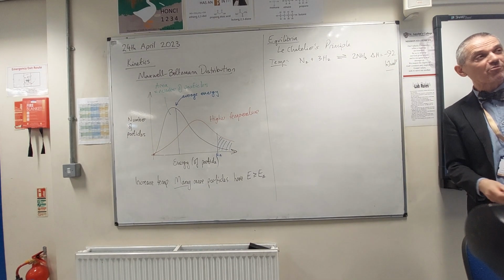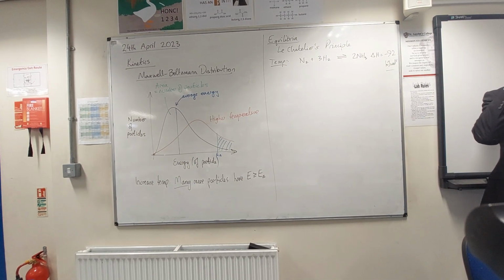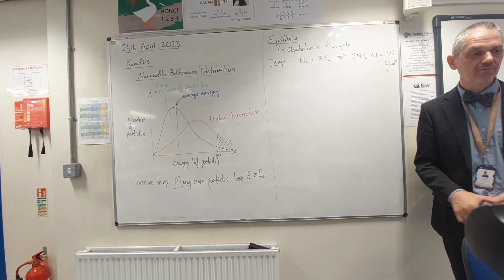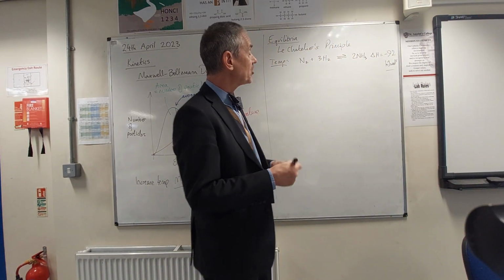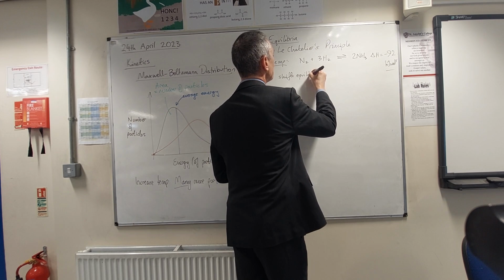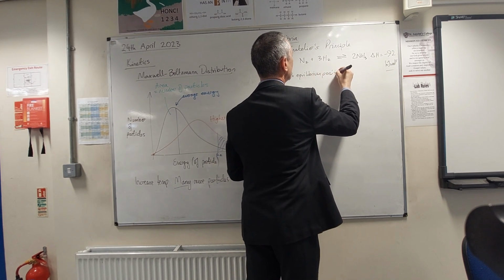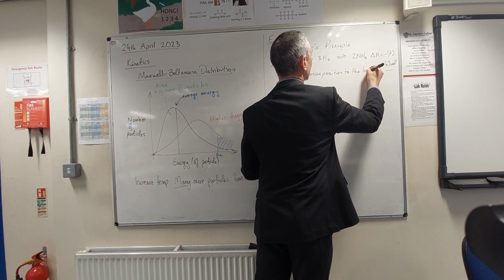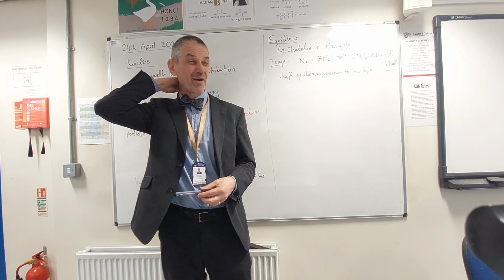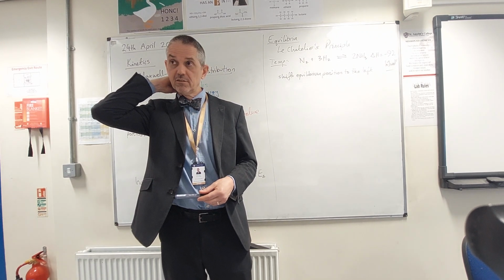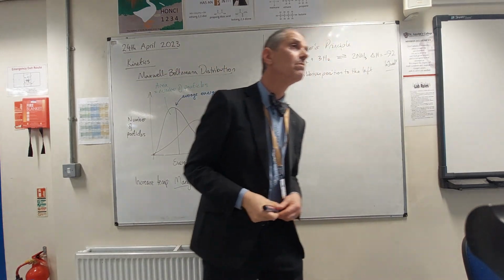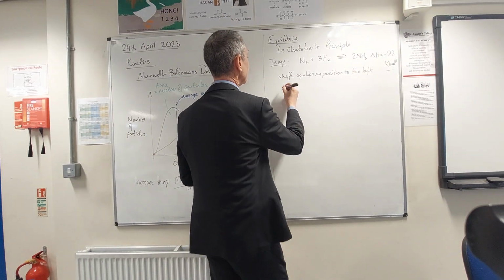So given an equilibrium like the Haber process with a delta H value, we can say an increase in temperature will shift the equilibrium position to the left. That's fine because that's the endothermic direction. Or we can talk about yield: the yield of NH3 will decrease.